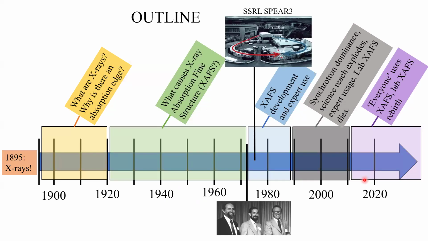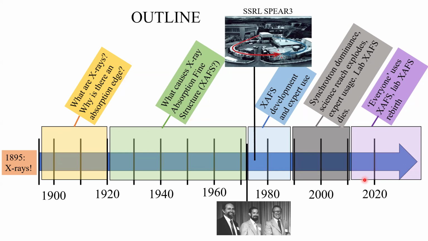This is the outline of my talk. It's graphical, which I think ends up being useful in a historical talk. And so we're going to start in 1895 with the discovery of X-rays. After that, there's about 25 years where the scientific community simply wanted to know what are X-rays. Okay. Once it was understood what X-rays are, near the end of that era, X-ray absorption edges were observed for the first time. And that was interesting.